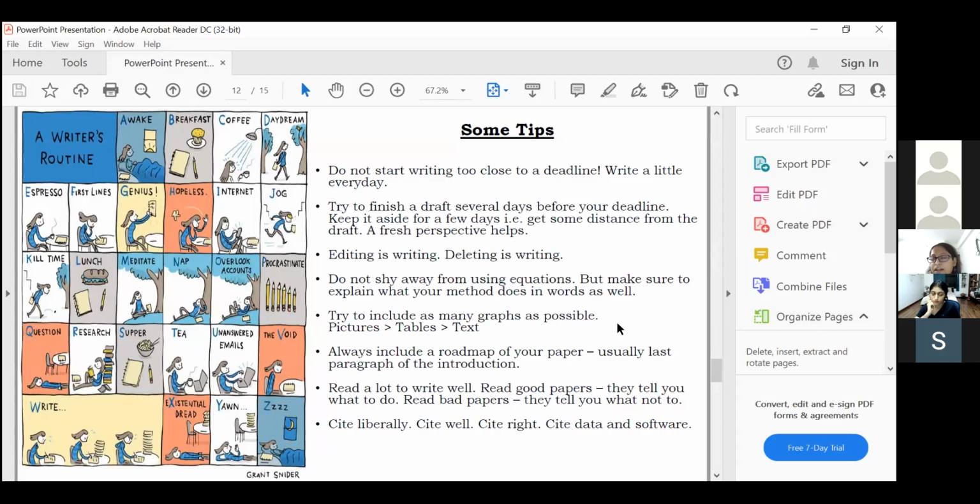Data and software are also intellectual contributions. Especially if someone has taken the pain to collect the data on their own and now they've given it to the public to use and you're using it, cite their data. If you're using software, especially something that has been user created, like in Stata or R or Python, cite software, cite packages. Those are also intellectual contributions that you are using in your paper. Make sure to cite them.